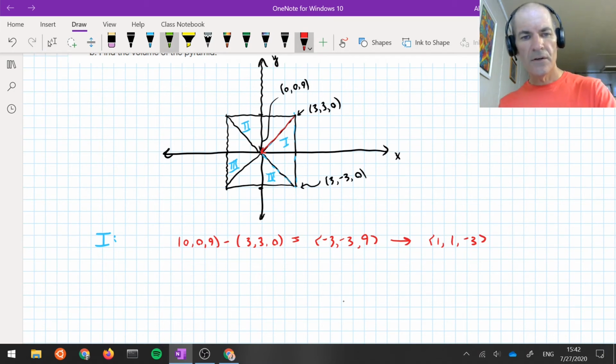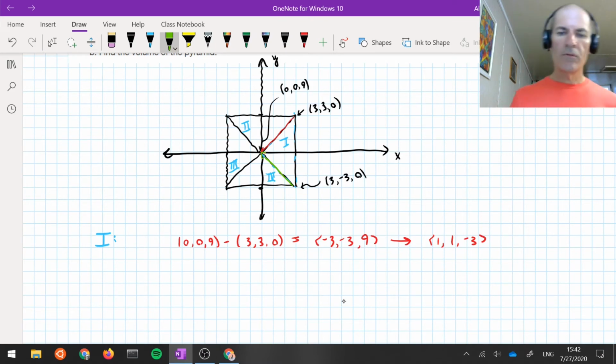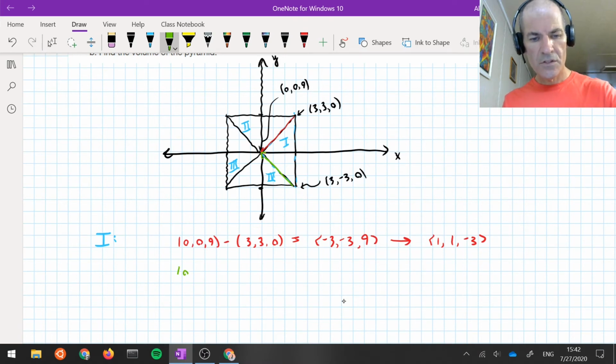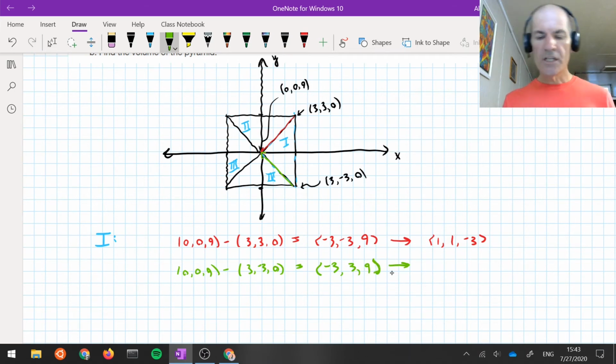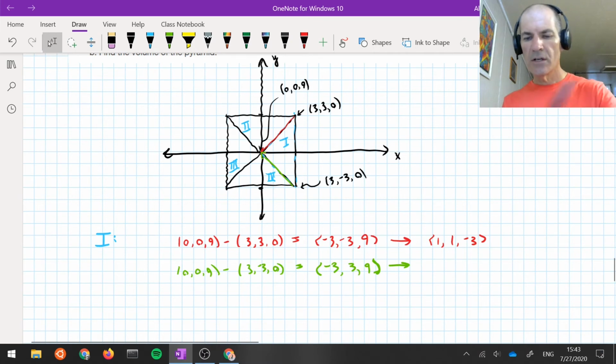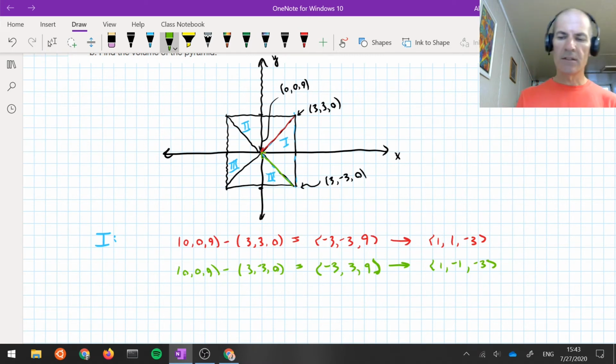And let's get this other displacement vector, which we can compute again by taking 0, 0, 9 and subtracting this point 3, negative 3, 0. This results in the displacement vector negative 3, 3, 9, like that, which again, since we only care about the direction, we can knock this down to 1, negative 1, negative 3, dividing out the negative 3. We have two vectors now that are parallel to this plane that we're interested in.